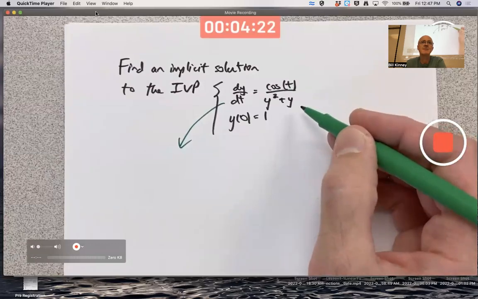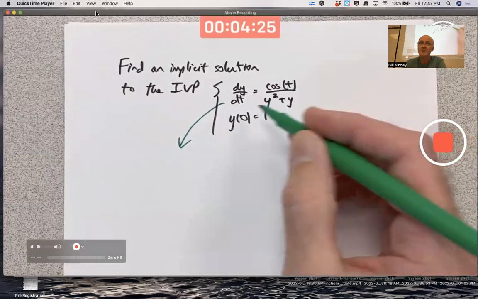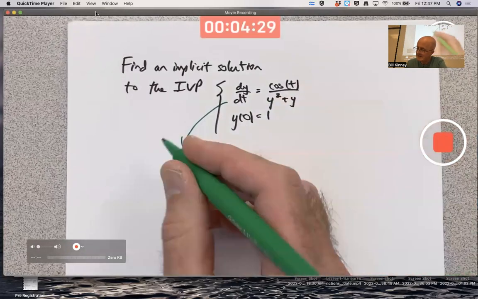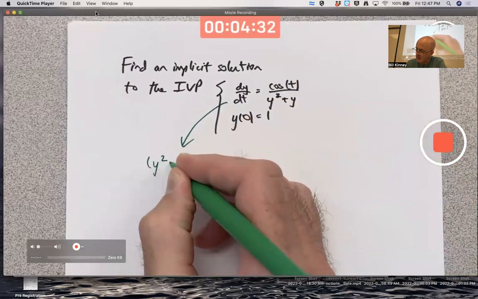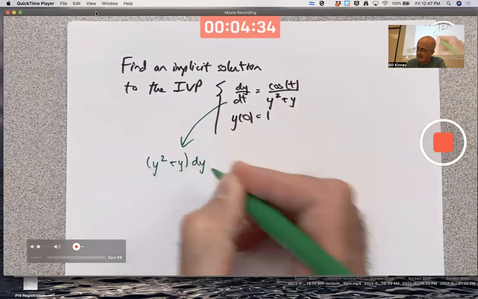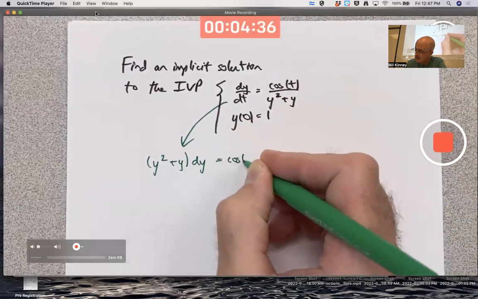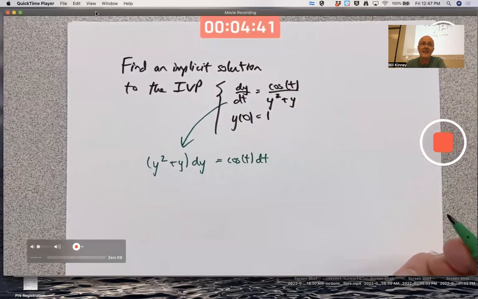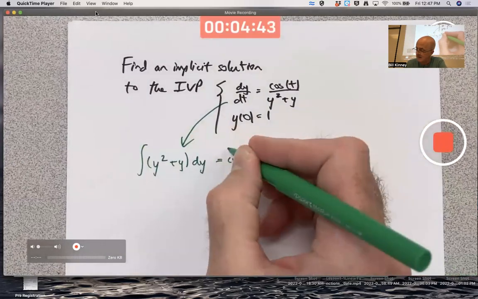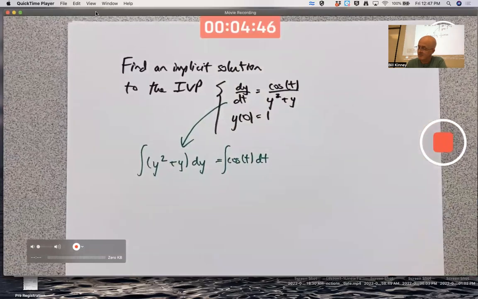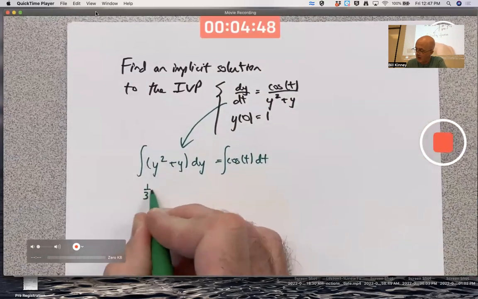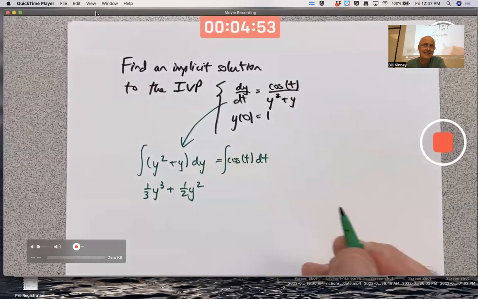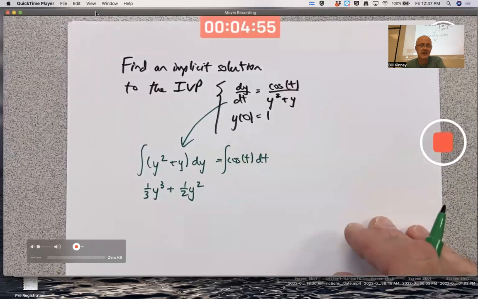You could multiply both sides by y squared plus y, and you could, quote unquote, pretend like you're multiplying both sides by dt to write this differential equation as (y squared plus y) dy equals cos t dt. Okay, like usual with separation of variables, and then integrate both sides. And the integrals are easy to do, right? 1/3 y cubed plus 1/2 y squared, plus c, but we'll just put the c on the right side like usual.